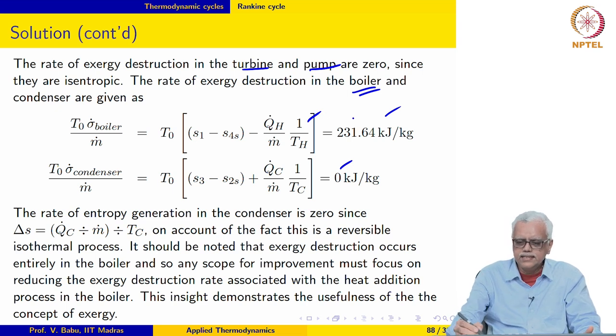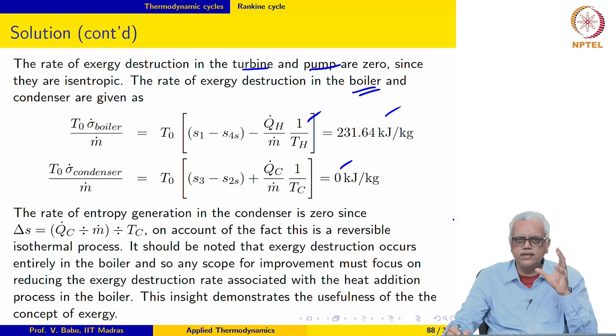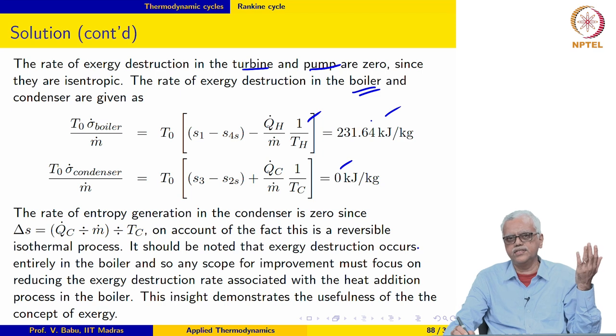So exergy destruction in this case occurs entirely in the boiler. And so that is where the scope for further improvement is. And this exergy destruction in the boiler, as we discussed earlier, is entirely because of the large temperature difference across which heat is transferred to the fluid.